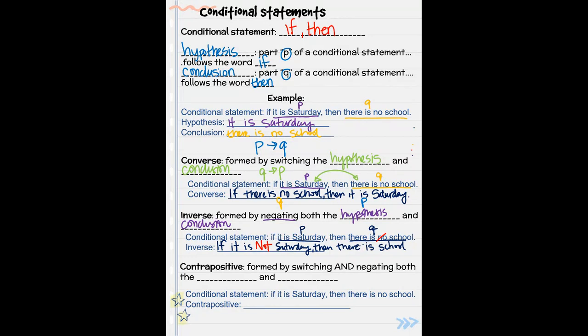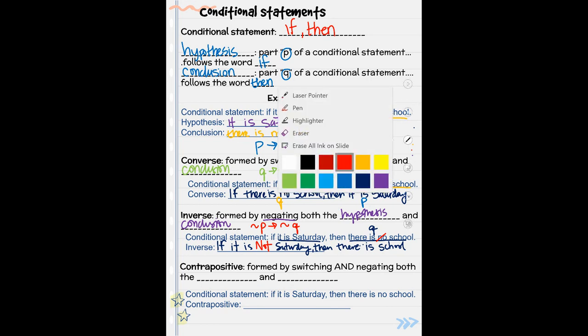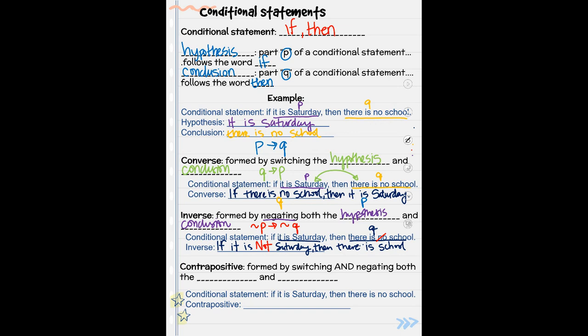Okay, so the little symbols for this one are going to be, let me erase this P. This little squiggly line, P, goes to the squiggly line of Q. And what that little squiggly line means is negate. Down here, our contrapositive is formed by switching and negating both our hypothesis and conclusion.